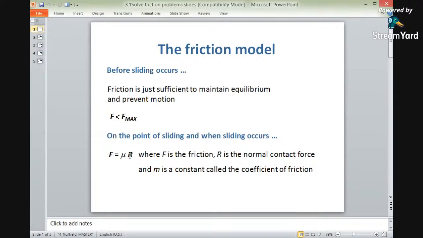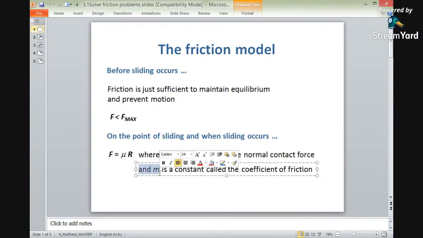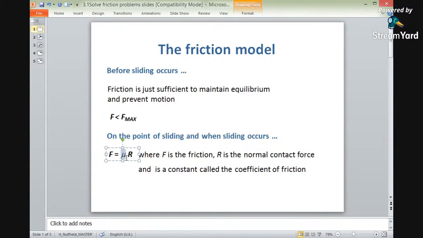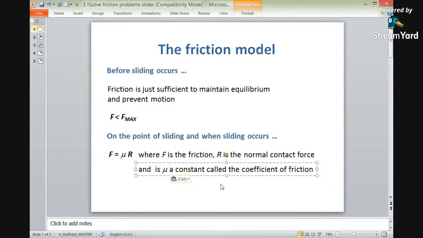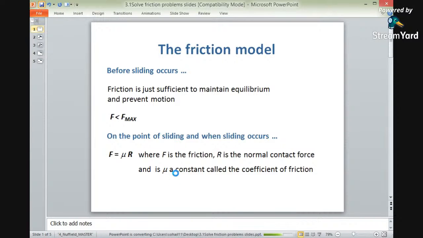In the next slides we will see how R is to be calculated. F is the frictional force, R is the normal force on the contact surface, and mu stands for the coefficient of friction. What is the formula for friction? F equals mu into R, where F is the force of friction, R is the normal force on the contact surface, and mu is the coefficient of friction.